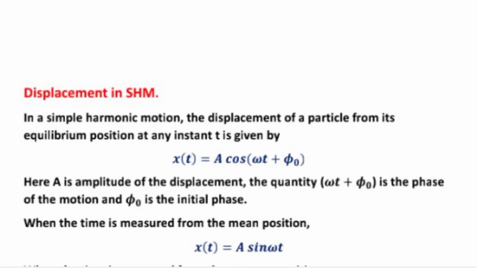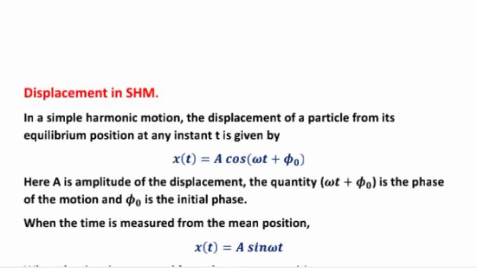Displacement in simple harmonic motion. Now, the displacement in simple harmonic motion. In a simple harmonic motion, the displacement of a particle from its equilibrium position at any instant t is given by x(t) equal to a cos(omega t plus phi 0). Here a is the amplitude of the displacement and the quantity omega t plus phi 0 is the phase of the motion and phi 0 is the initial phase.